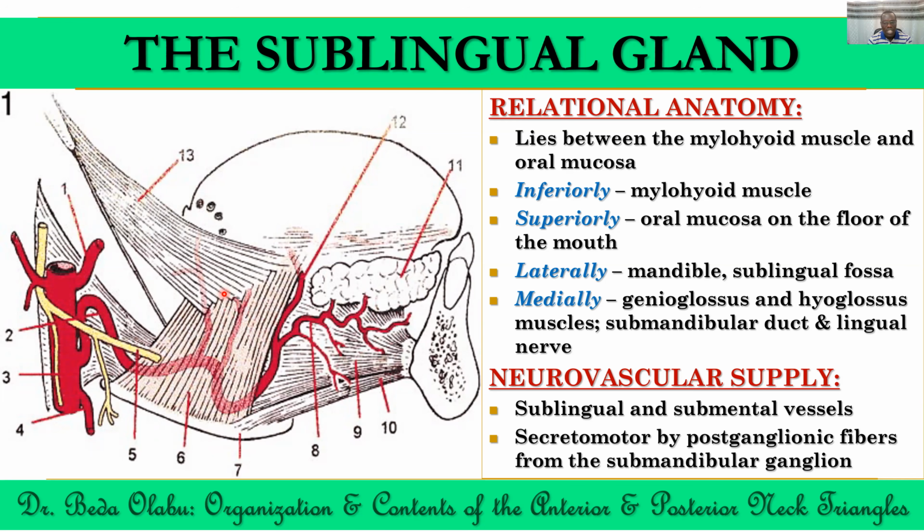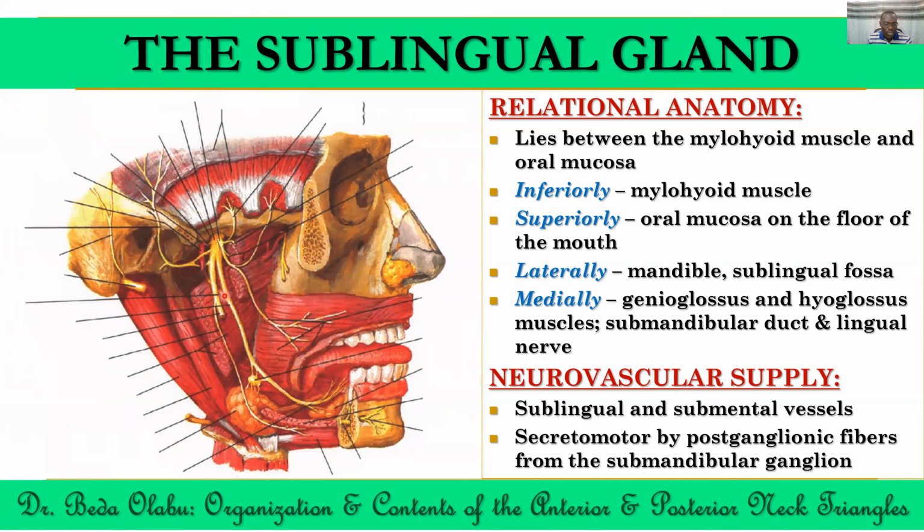The vasomotor innervation will also be similar to that of the submandibular gland, from the superior cervical ganglion. The sensory innervation will also be similar to that of the submandibular gland. We have fibers of the lingual nerve supplying the gland. This image shows you the position of the submandibular ganglion. We already mentioned this, and this shows you the lingual nerve also. You see fibers going to the sublingual gland as well.